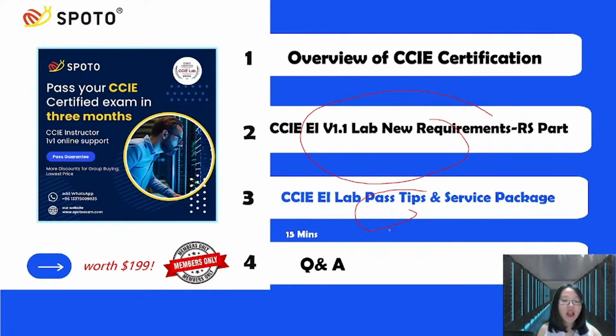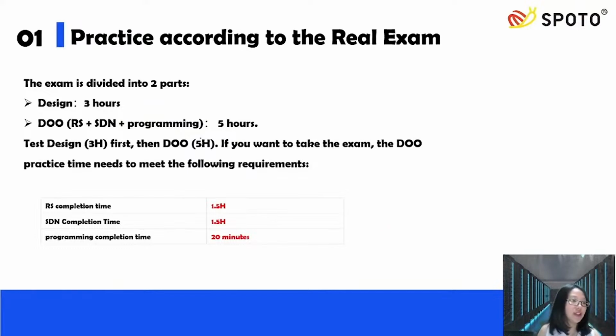Okay. So first, EI Lab has 2 modules. So design and the DOO. So design is very simple for Spoto students because we have complete information to provide students. So this part won't focus on the introduction. We mainly show the DOO. So Spoto has clear practice standard for students. For example, it is recommended to complete DOO within 3.5 hours. But if you took the new version, I suggest you to complete DOO within 3 hours.